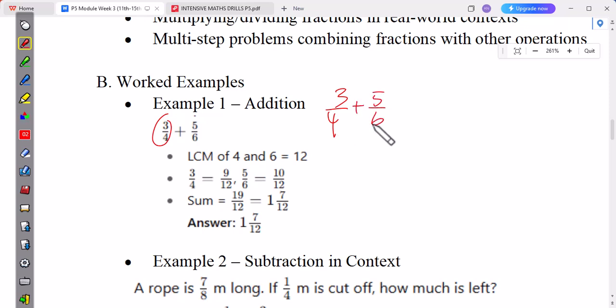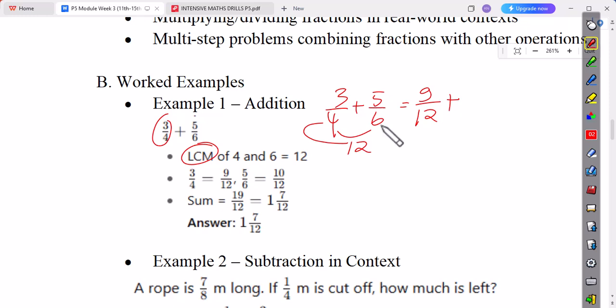The key to add the fraction is to make the denominator become same first. How to find the same denominator? We need to find the LCM or least common multiple of both of the denominators. We have 4 and 6, the denominators. The least common multiple of 4 and 6 is 12. We have here 12. Then this 12 we divide it by 4. We got 12 divided by 4, 3. And we times it by 3. We got 9 out of 12.